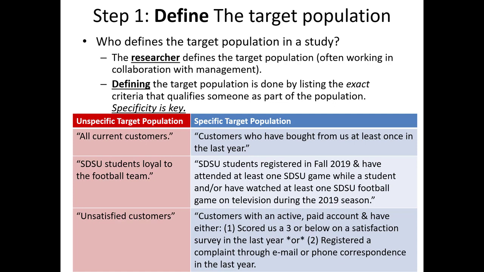Now the nice thing about this definition is that it is specific and clear. We clearly know what makes a student qualify or not qualify. The question of whether loyalty can be defined as attending a game or watching one game on television can certainly be debated, but that's the actual advantage of having a specific target population. We can actually have a more meaningful argument about whether we do or do not want to include a specific person based on specific criteria.